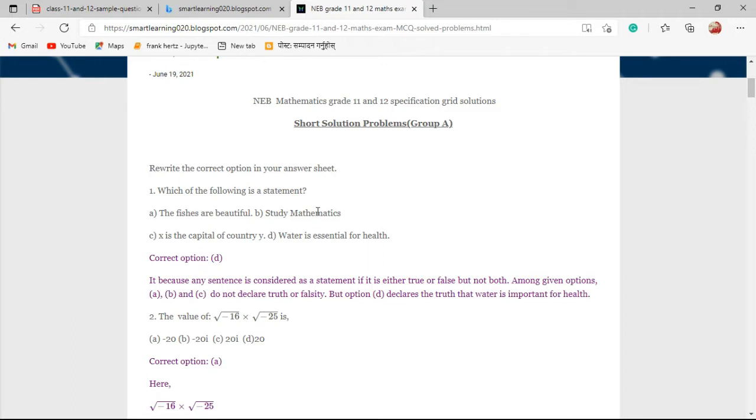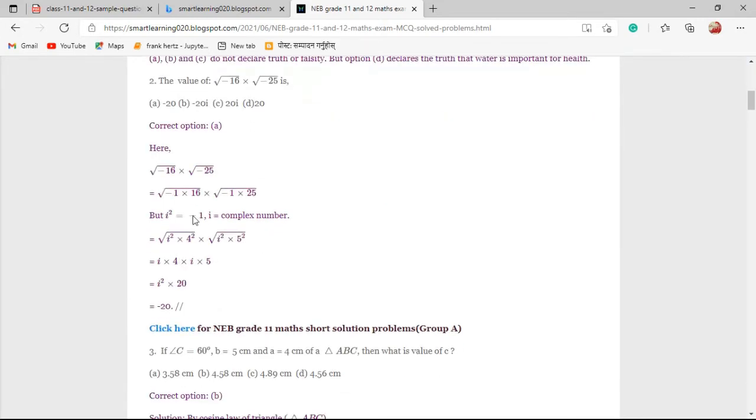And study mathematics does not signify a statement, because it is a sentence, but it does not show whether it is true or false. And X is the capital of country Y is an open sentence, so it does not show what X and Y are. So this cannot be a statement either. So the correct answer will be D, because water is essential for health. Yes, it is true. You can see the reasons here after you visit this site, what I have discussed here.